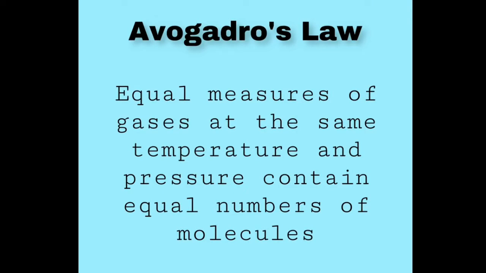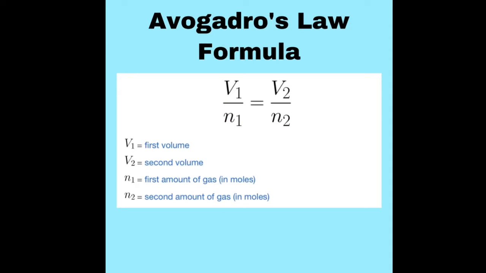Next, Avogadro's law. Avogadro's law states that equal measures of gases at the same temperature and pressure contain equal numbers of molecules. This is the formula, which says V1 over N1 equals V2 over N2, where V1 is the first volume that you take, V2 is the second volume that you take, N1 is the first number of moles that you take, and N2 is the second number of moles that you take.